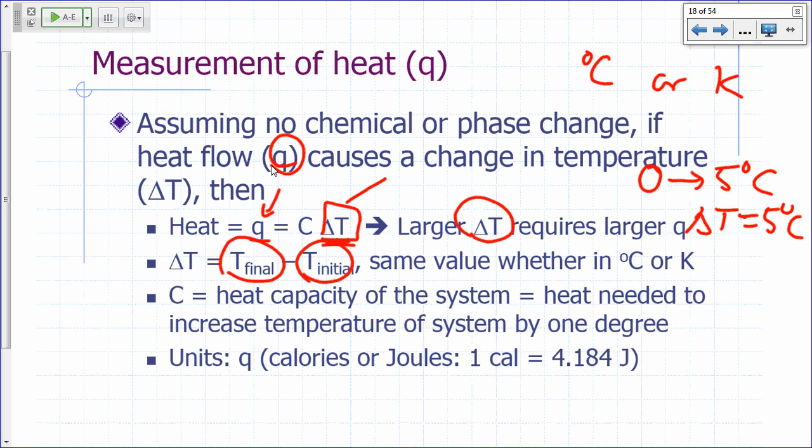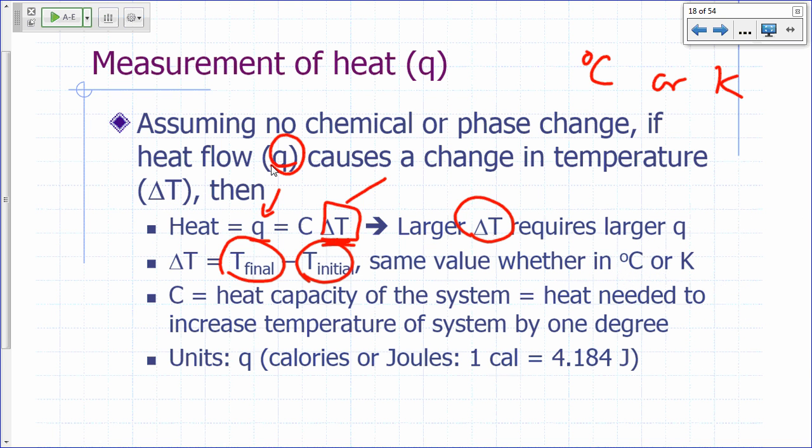But what would that be in Kelvin? What's 0 degrees in Kelvin? 273, right? And what's 5 degrees in Kelvin? 5 plus 273 is 278. So what's delta T in Kelvin? It's also 5 Kelvin, okay? So keep that in mind. Anytime you're looking at temperature changes, whatever the temperature change in Celsius, that's the same temperature change in Kelvin.